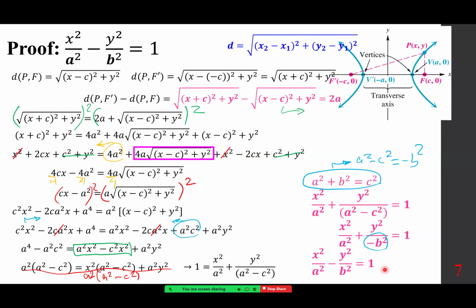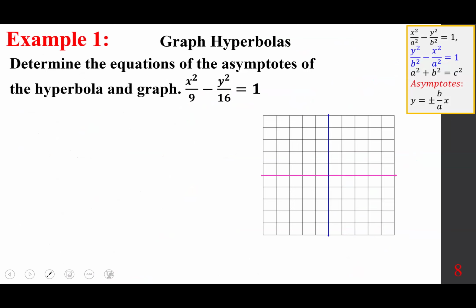Pretty straightforward, everybody. So that's a proof. Again, you're not responsible for the proof. If you can follow it, it really would be nice. You are in good shape. All right, we want to graph hyperbola. So determine the equation of the asymptote of the hyperbola and graph.